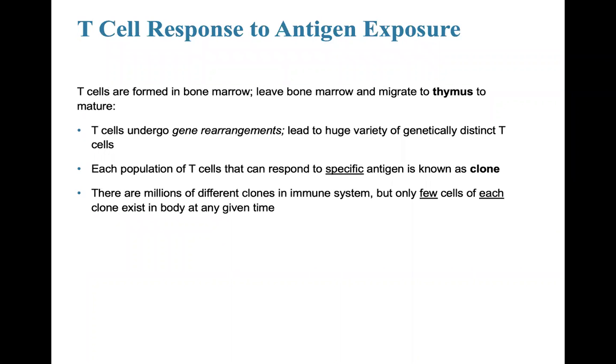T cells are formed in the bone marrow. They leave the bone marrow to migrate to the thymus to mature. T cells undergo gene rearrangements that lead to a huge variety of genetically distinct T cells. So the genes that actually are involved in making these receptors, there's not many of them. It's just that you end up with the introns and exon rearrangements that give you many, many variations. Each population of T cells that can respond to a specific antigen is known as a clone. There are millions and millions of different clones in the immune system, but only a few cells of each clone exist in the body at any given time.